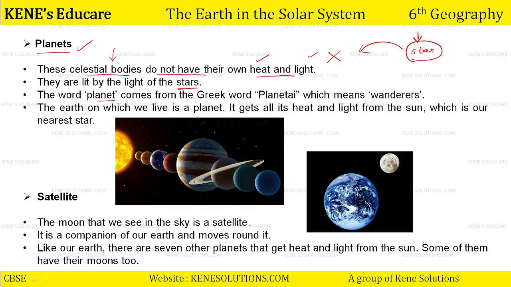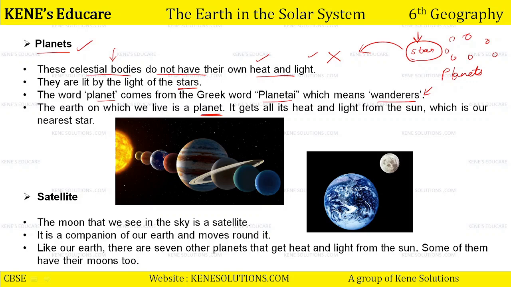The word planet comes from the Greek word planetai, okay, which means wanderers. So planets ka real meaning you can say is wanderer. Ye aise hi celestial bodies hoti hain jo wander karti rehti hain, and they always depend on some star for their heat and light. Okay, the earth on which we live is a planet. Hum earth pe rehte hain. This is our earth. I always showed you in the map also, whenever I show you any country. The earth on which we live is a planet.